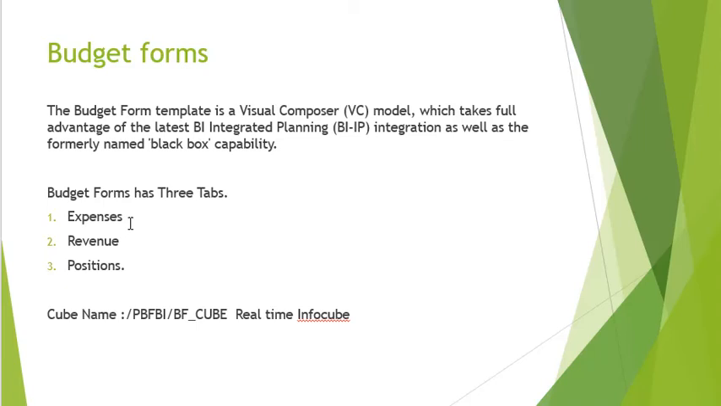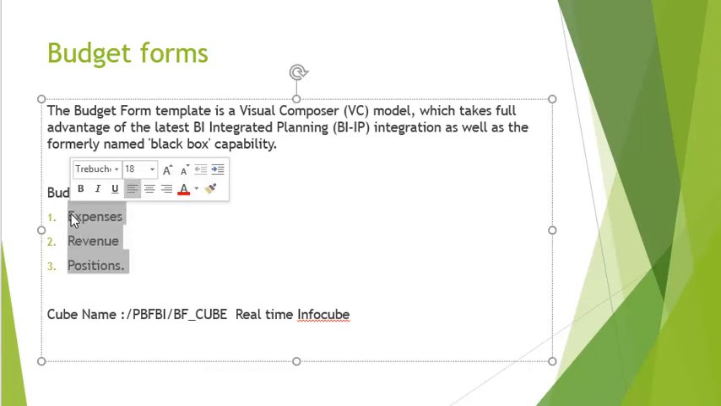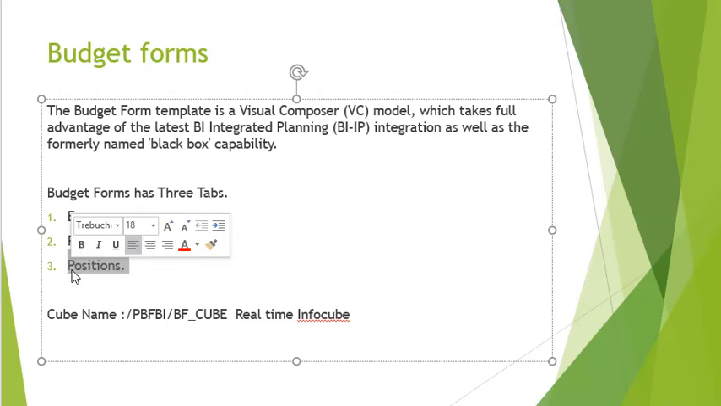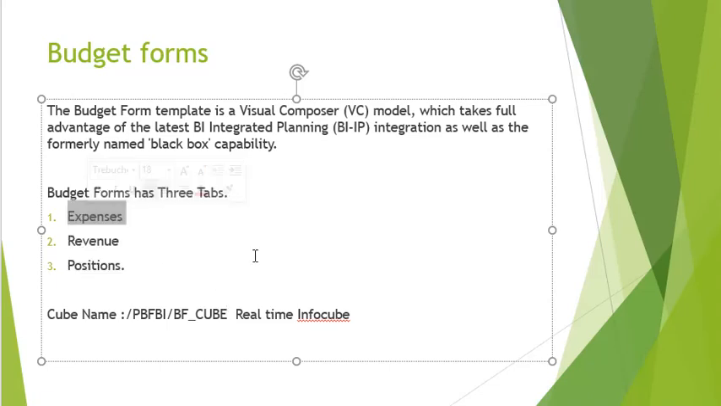Here SAP PBF delivered a budget form. We have expense, revenue, and position tabs. For each tab, we require one planning query to import from Visual Composer. For expense one planning query, for revenue one planning query, and for position one planning query. In the expense tab, we have line items called commitment item, fund center. In revenue, also the same: fund center and commitment item. For position we have commitment item or some pay scales. All this information is available at line level.